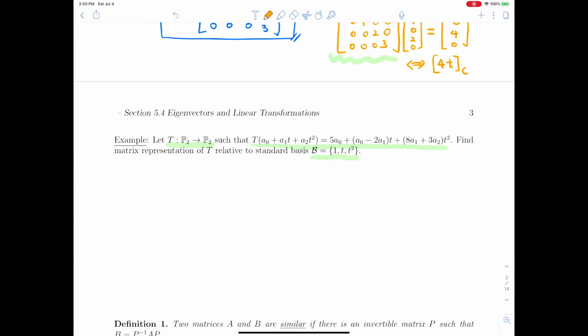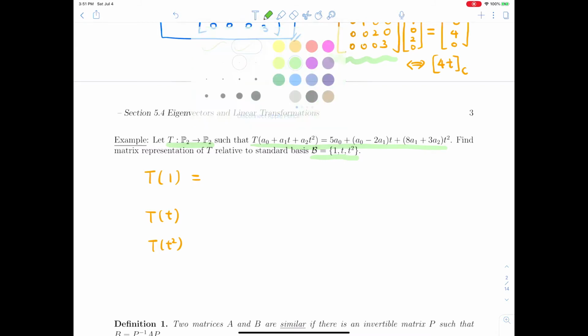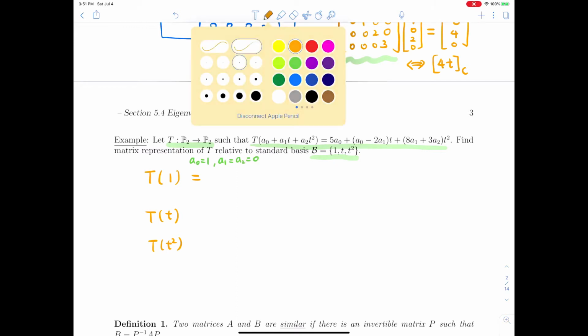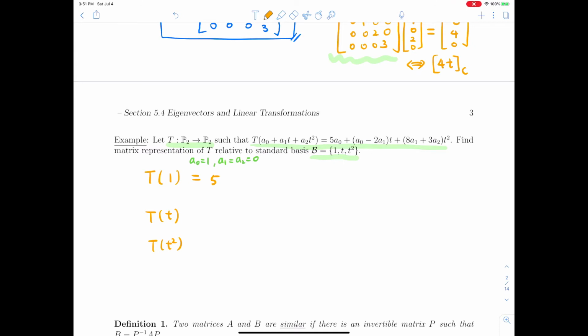Okay, so let's work on this problem together. Basically, again, you apply the basis vectors to the linear transformation. So we have to identify T of 1, T of t, and T of t squared. For T of 1, we have a0 equals 1 and a1 and a2 are 0. So that gives you 5 plus just t. So T of 1 in B coordinates equals (5, 1, 0).